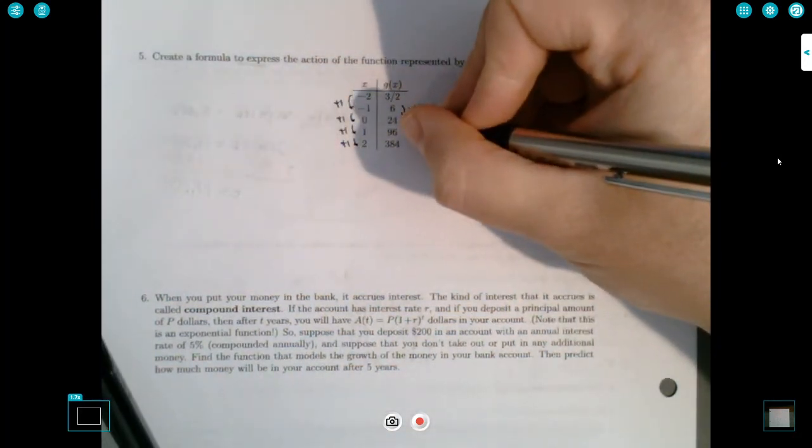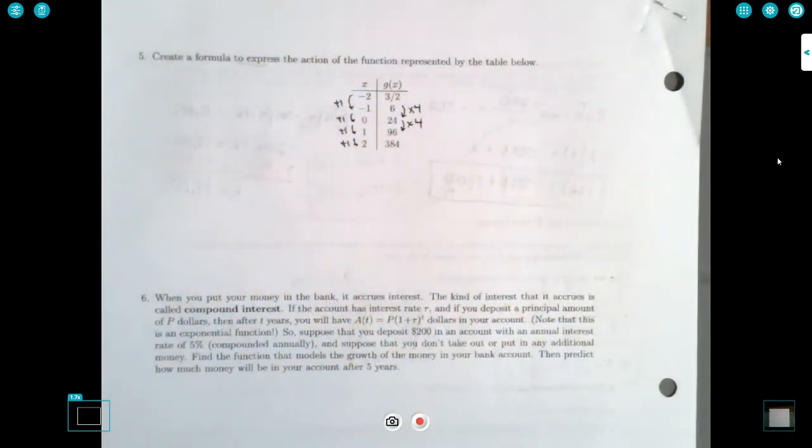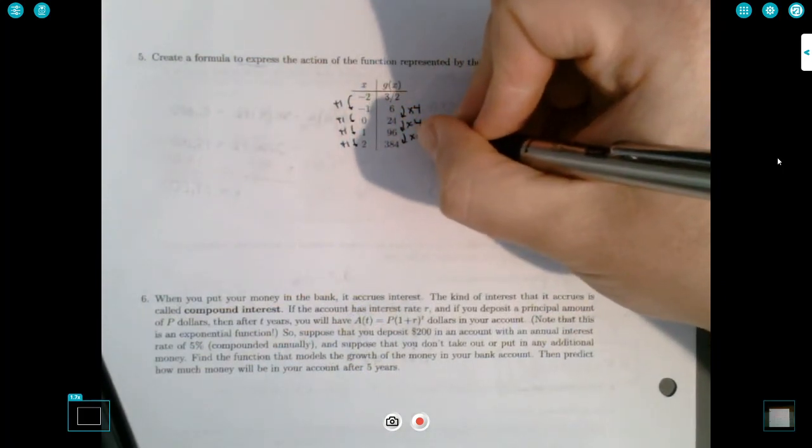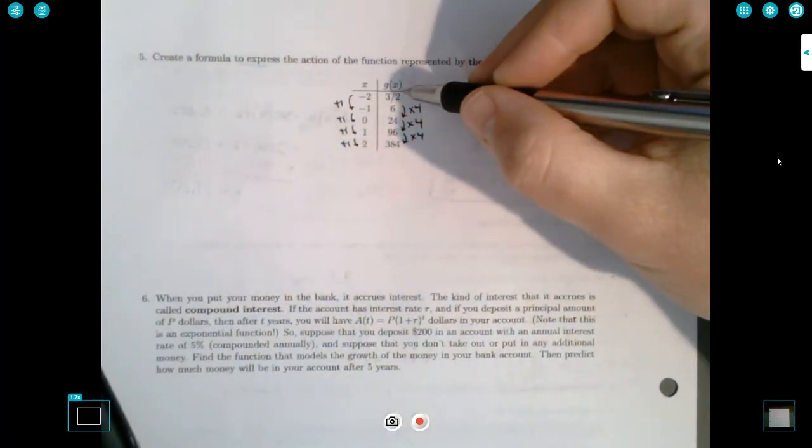24 times 4 is 96. I'm just using my calculator, by the way. And to get from 96 to 384, I multiply by 4. I wonder if I multiply 3/2 times 4, does that give me 6? So 3 over 2 times 4 is 6. Yep.